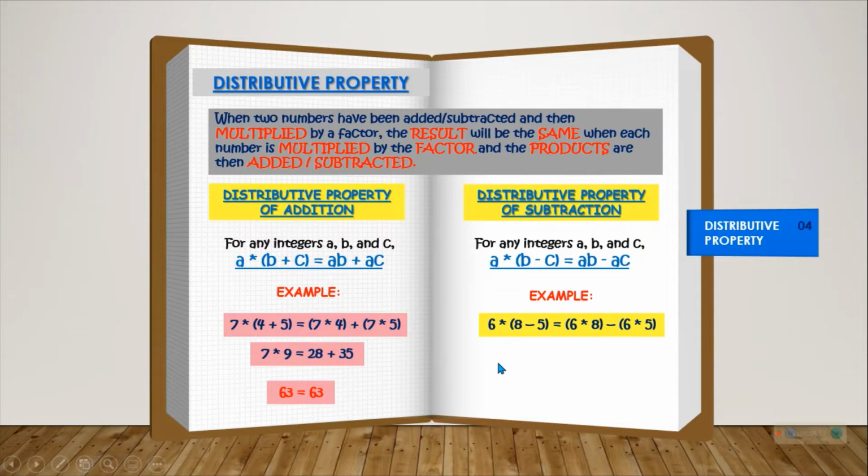So 6, then 8 minus 5 is equal to 3. So 6 times 3. Then 6 times 8 is 48. Then 6 times 5 is 30. 6 times 3 is 18. 48 minus 30 is also 18. So they have equal result or answer.